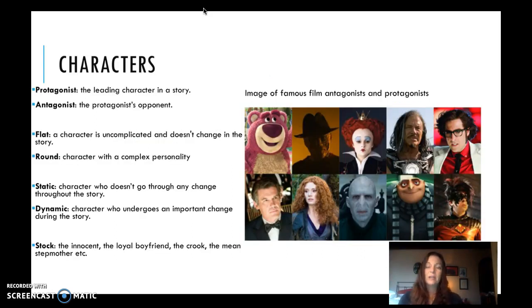Character is the next area. We talk about characters in different ways, and some of it overlaps. For our purposes, the protagonist is the lead character in the story. Then there's sometimes an antagonist, if that character has an opponent. E. M. Forster, a novelist, had this idea about flat and round characters. I don't know if I completely agree with it, but flat characters are sort of uncomplicated. They don't really change throughout the story. Round characters are more complex, and more fully developed.